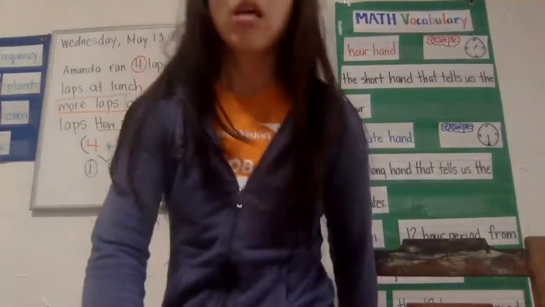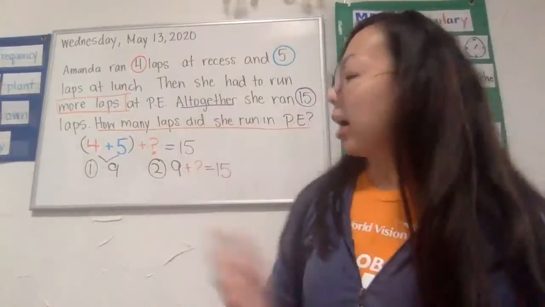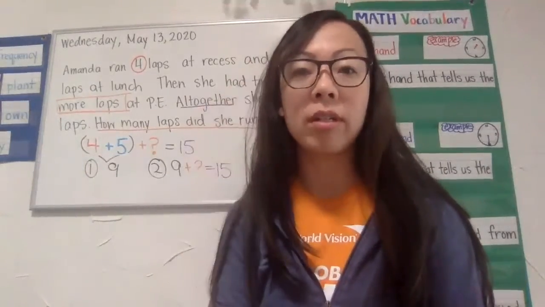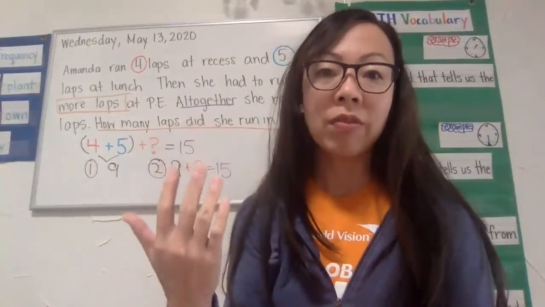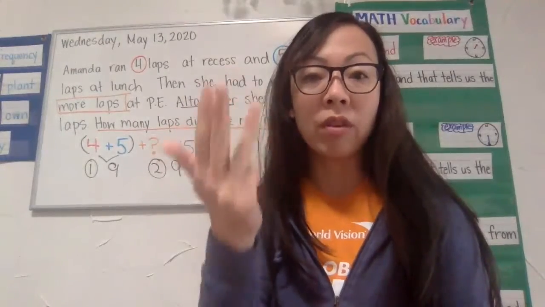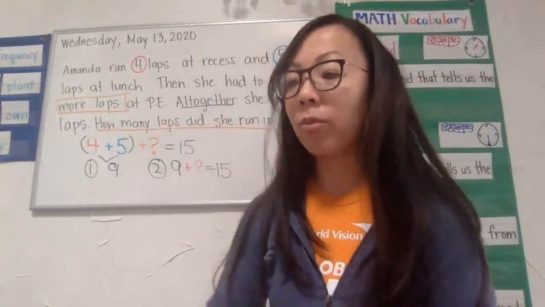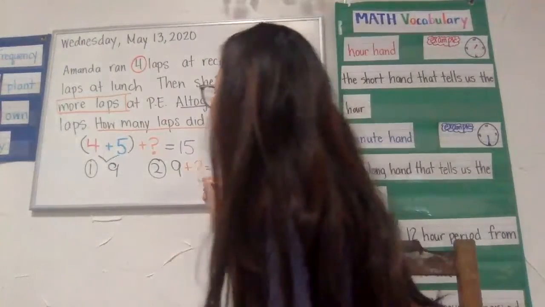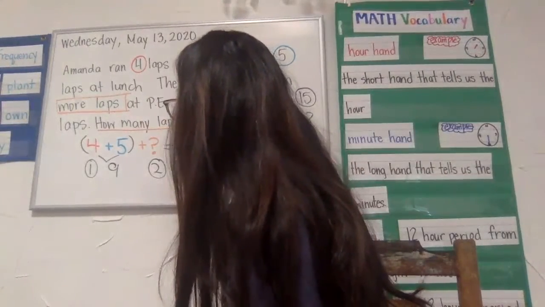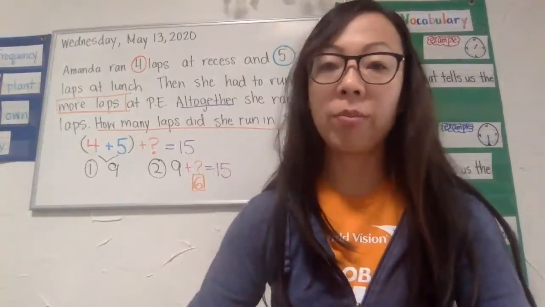Well, scholars, we've been doing a lot of place value charts, but let's just think, what do we add to 9 to get to 15? I'm just going to use a quick mental strategy here. So I have 9 and I want to get to 15. So I'm going to count up 10, 11, 12, 13, 14, 15, 6. So 6 helped me get to 15. That means that Amanda ran 6 laps during PE.